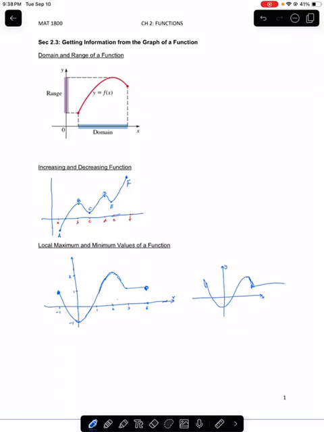Hi, we are now looking at section 2.3, getting information from the graph of a function. There are several things that you can get from the graph of a function. First thing is domain and range. When we did the examples with equations for finding domains, we were able to find domains, but with equations, it's not that easy to find the range. But with graphs, both domain and range are more visible and can be easily found.